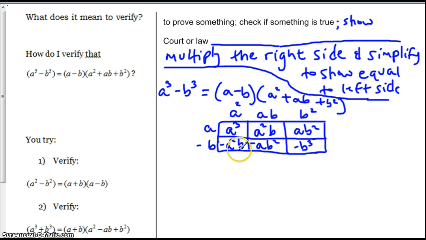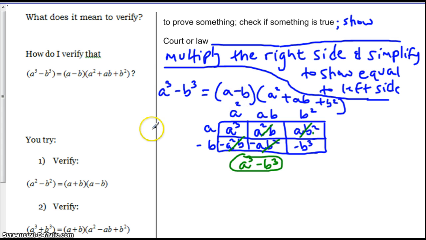Now notice that we have negative a squared b and an a squared b. We have a positive and a negative, so that adds to 0. Those cancel. We also have a negative ab squared plus a positive ab squared, and if we add those two together, that's 0. And we can see our final answer. The only thing left is a cubed minus b cubed. So we have verified that this formula is correct through multiplication. You can also show this using the distributive property and combining like terms.